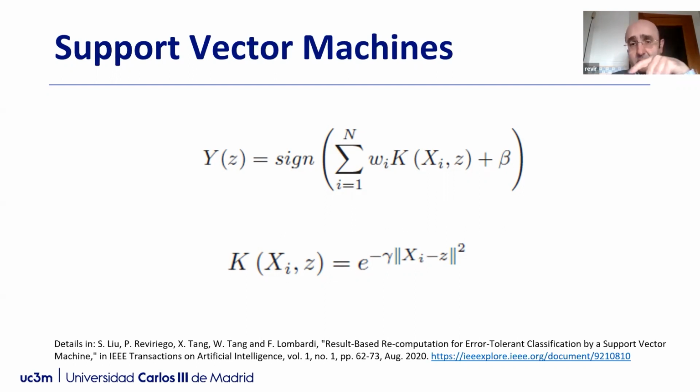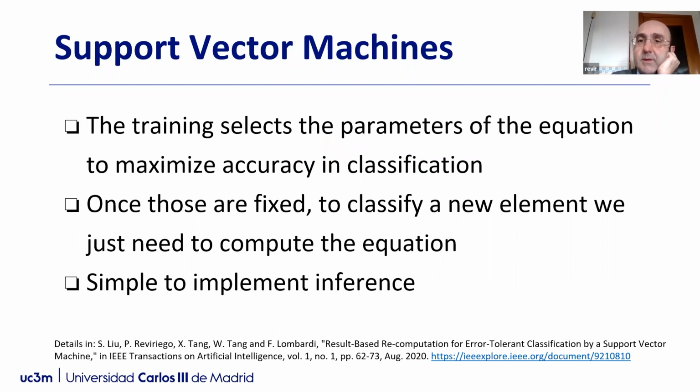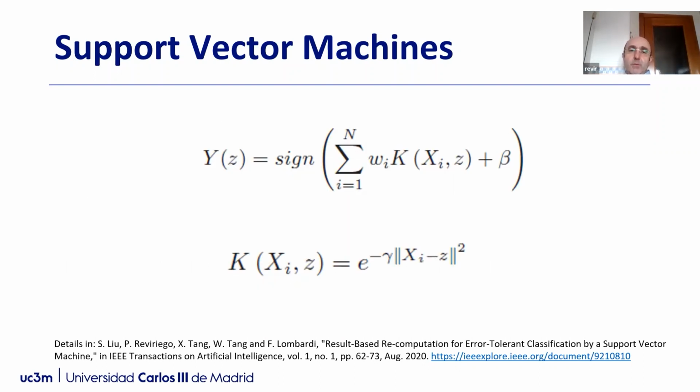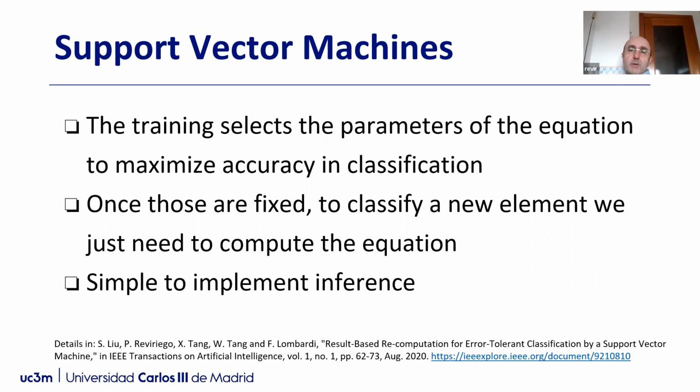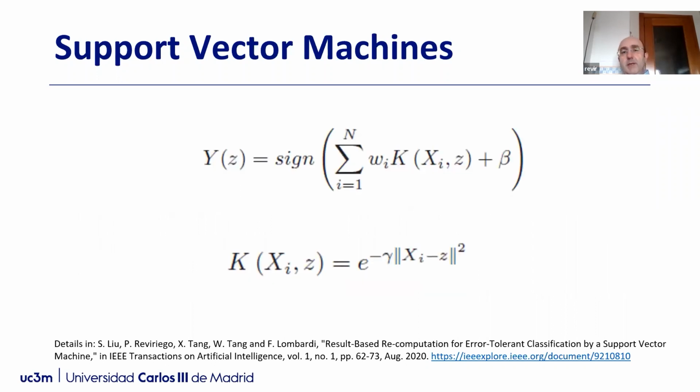So basically, since we have this equation and the WI are the weights, which are fixed, computed during the training, what we can do is again check the result before the sign and see whether a single term could have changed the classification result, right? If that's not possible, then we don't need to recompute. Again, the WI are computed during this training phase, and then during inference, we just compute this equation, take the sign, and that's it.